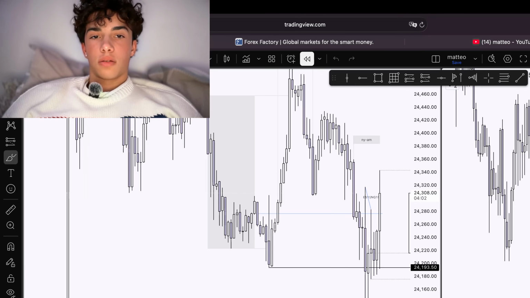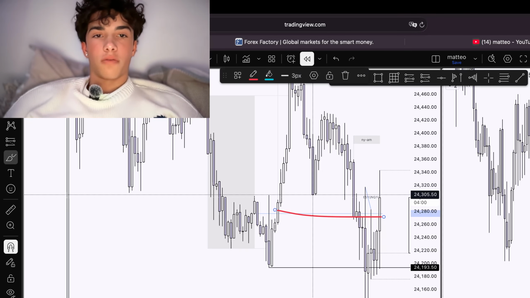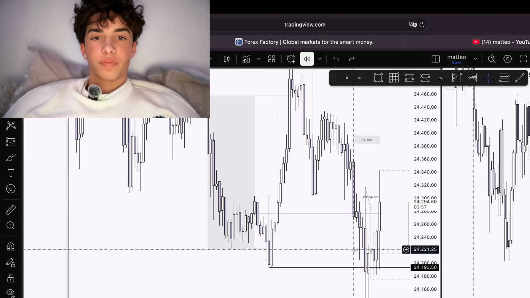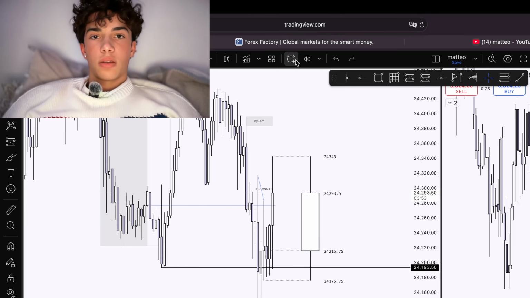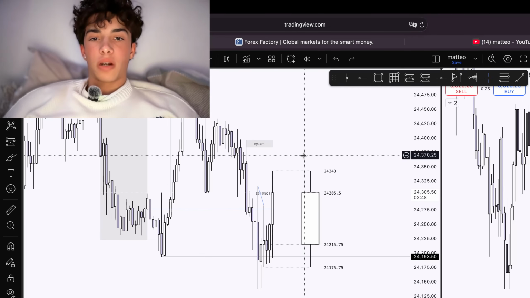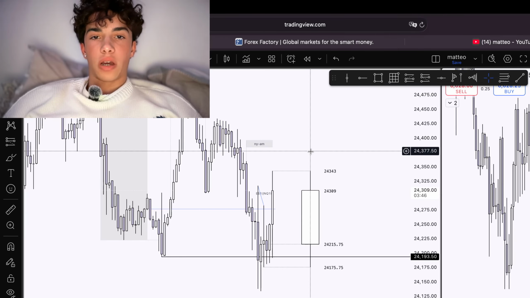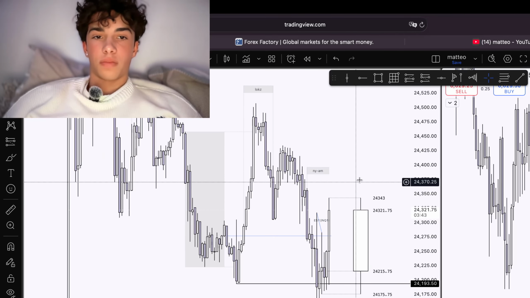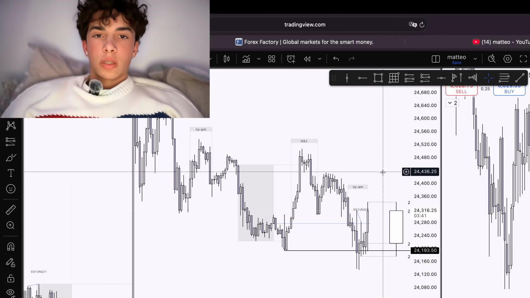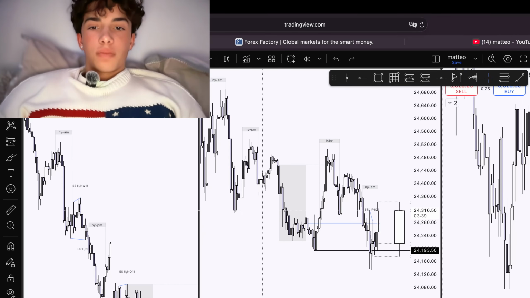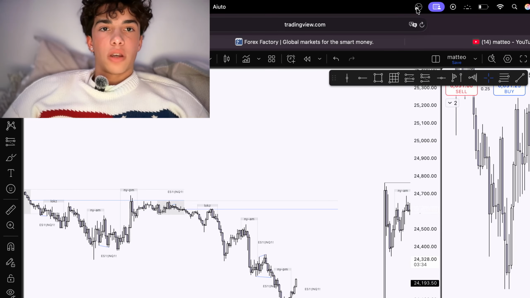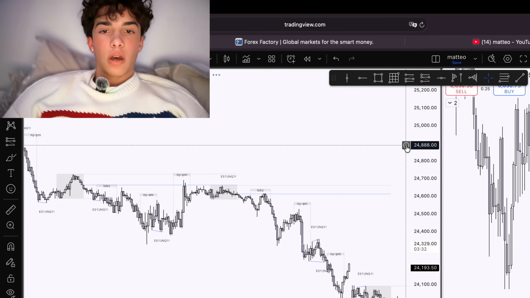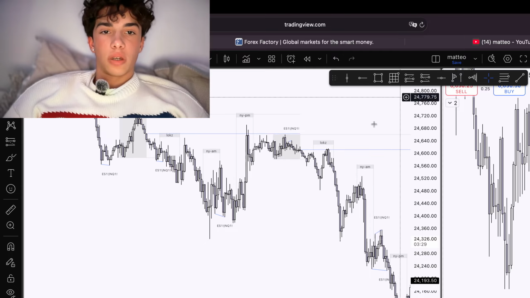So let's see. Okay, this is not the replay anymore, okay? Now we are in the current market, and as you can see, we swept, and now we're going higher to maybe form a wick, okay? And that's basically how I use the power of 3.